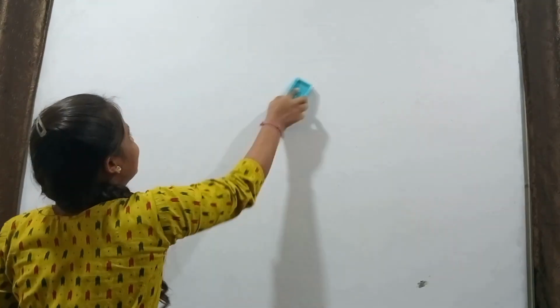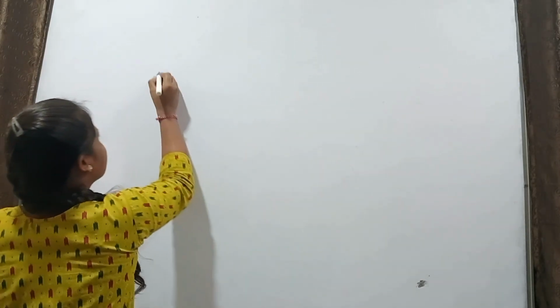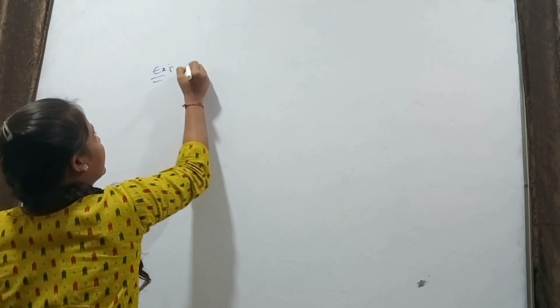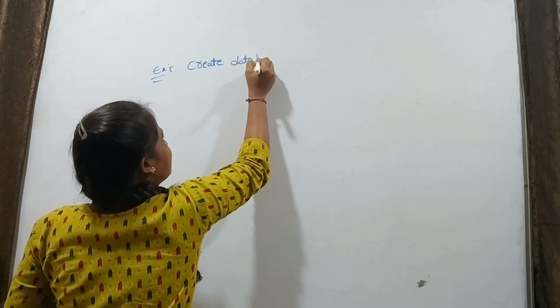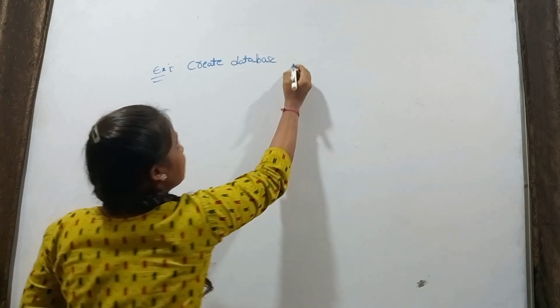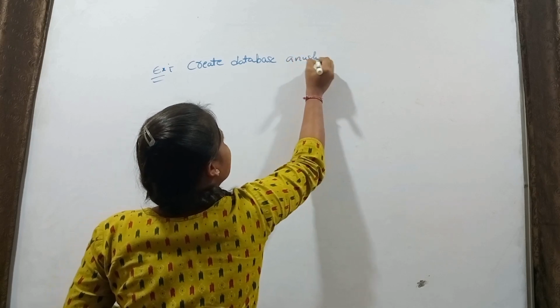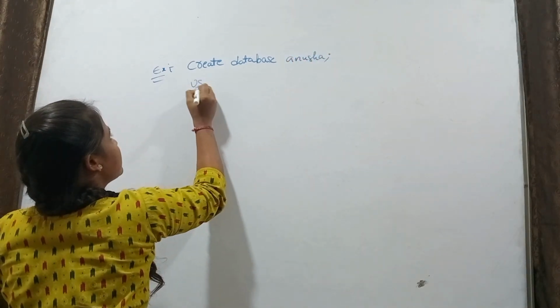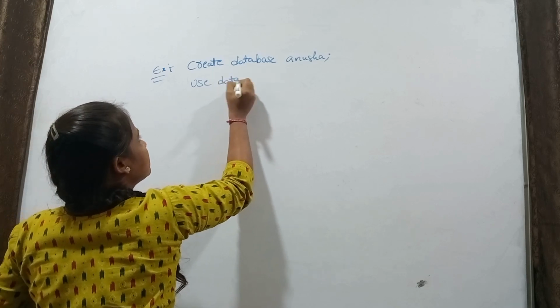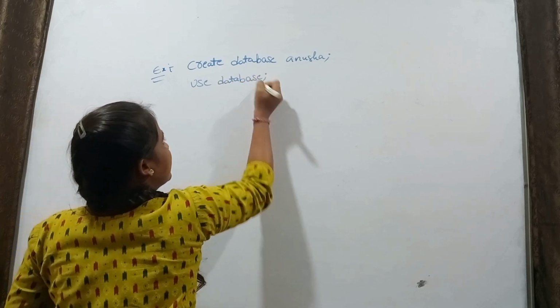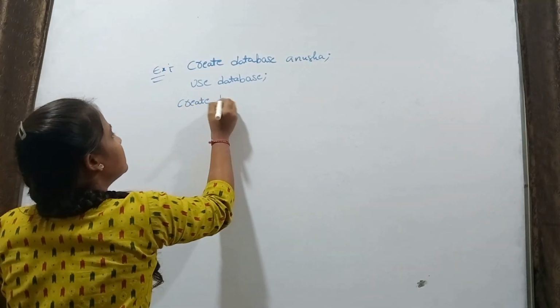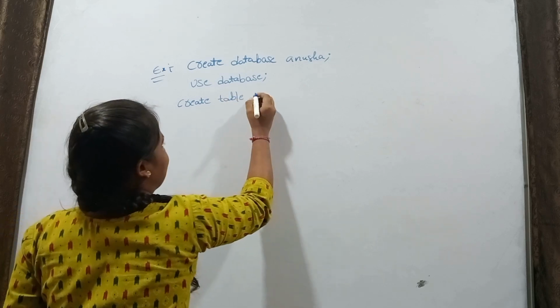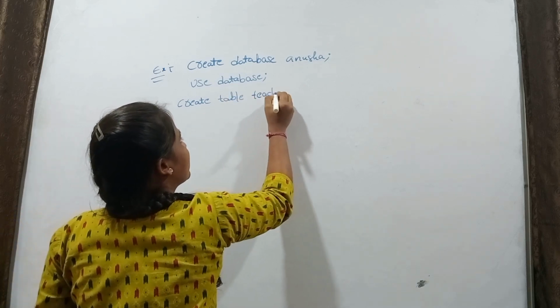For that, we can create the database. Create database. Database name Anusha. Use database. First we have to create the table. Create table. Table name, I give teacher.